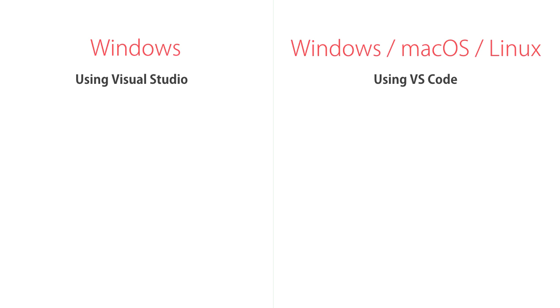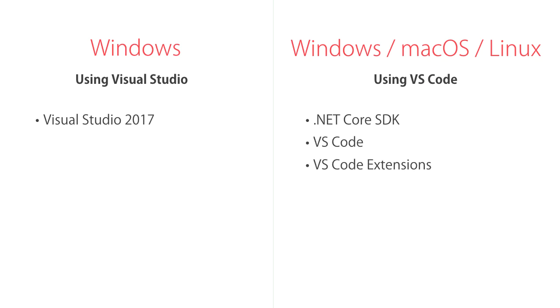So let's quickly recap. If you want to use Visual Studio, you need to install Visual Studio 2017. Otherwise, if you don't want to use Visual Studio, which is the approach I'm going to take, first you need to install .NET Core SDK. Then you need to install VS Code as your editor. You add the extensions that I told you about. And finally, you install yo and generator-aspnetcore-spa.